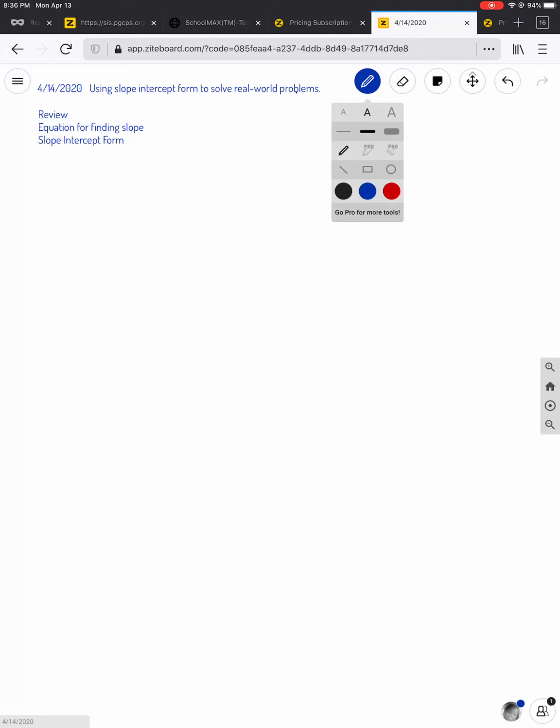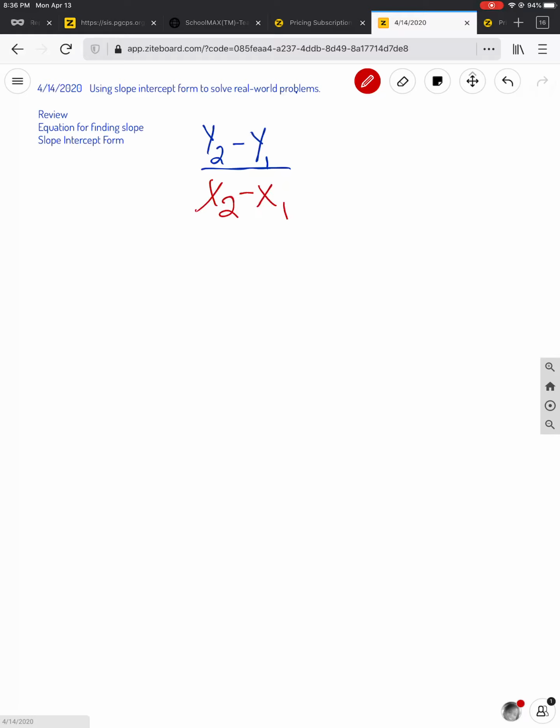If you recall, the equation for finding the slope of a line from two ordered pairs is y2 minus y1 over x2 minus x1. Now, the common error that students make whenever they are using this equation and they have two ordered pairs is putting the wrong numbers in the wrong places.